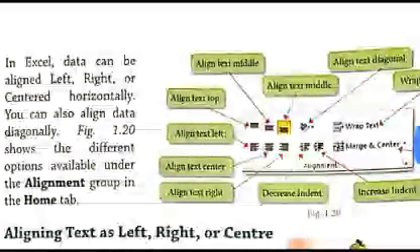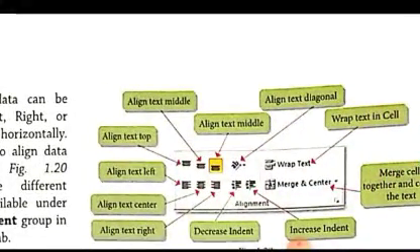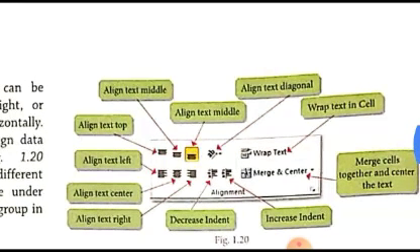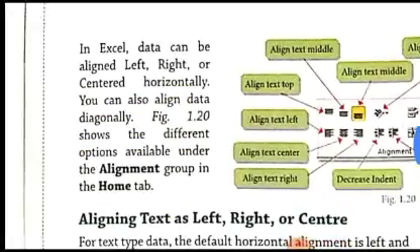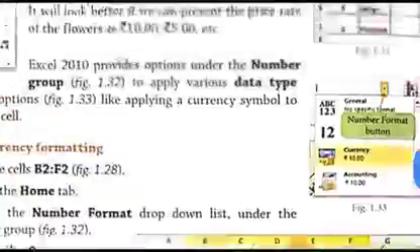Now the wrap text button is also given in the top row. We will see this feature in the coming topic. It is used for displaying your text in multiple lines. Now merge and center is used for merging the cells together and centering the text. So these are the different options, and there is one more option given here.